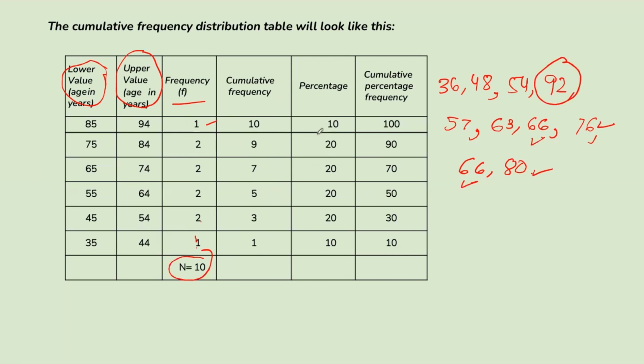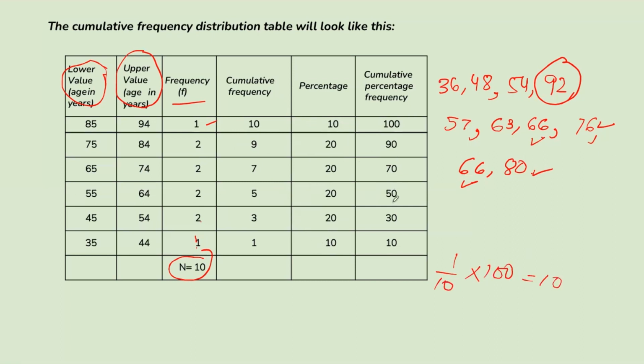Now you have to find the percentage of cumulative frequency. How will you find it? As I told you previously, it will be 1 divided by the total into 100. So it will be 1 divided by 10 into 100. So how much will it be? 10. Similarly, how will you get this? 2 divided by 10 into 100, you will get 20. Again, this 1 divided by 10 into 100, that is 10. So you have calculated the percentage.